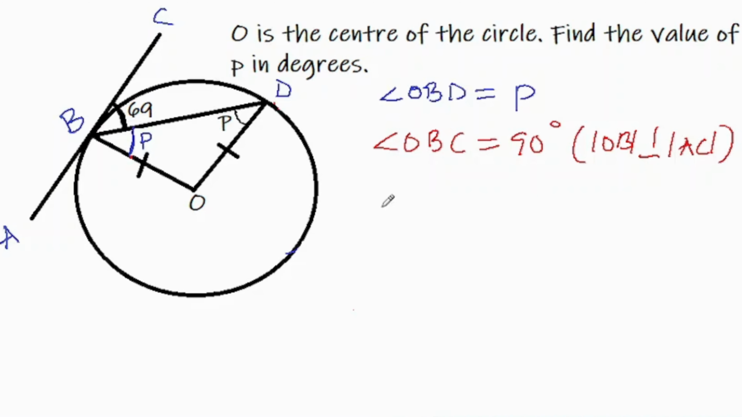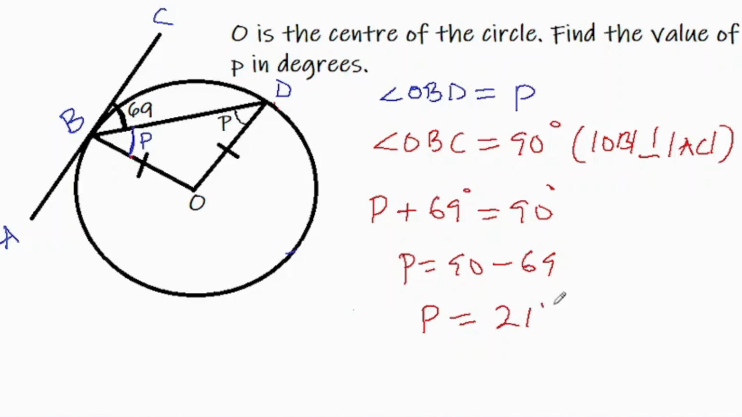Now you will agree with me that angle P, that's P degrees plus 69 degrees, is equal to 90 degrees. Yes, that's very obvious. That's OBC is equal to OBD plus DBC. So make P the subject of the formula here, and that's 90 minus 69, and that is going to give us 21 degrees.